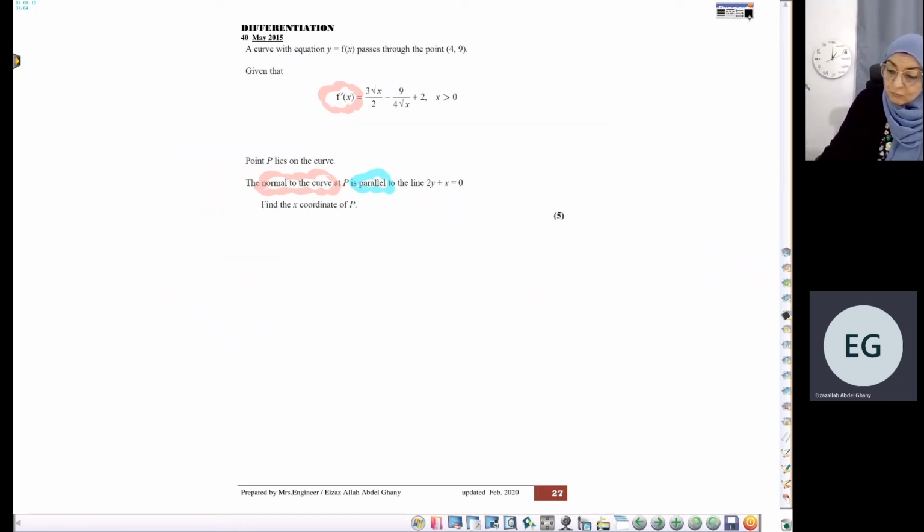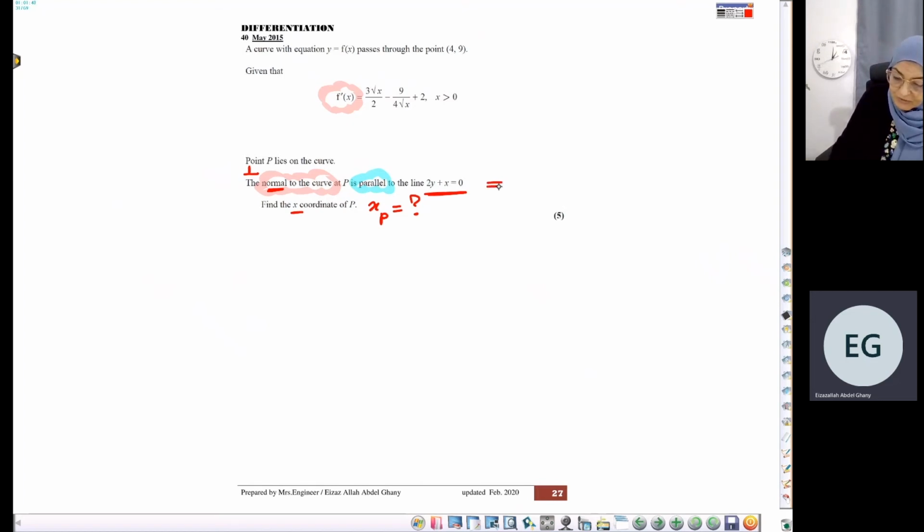So now, what's your plan? We need the x coordinate of P. What do you know about this P? The normal means the perpendicular to the curve at P is parallel to the line so and so. First of all, put this line in the form y equals mx plus c, just to know its gradient.